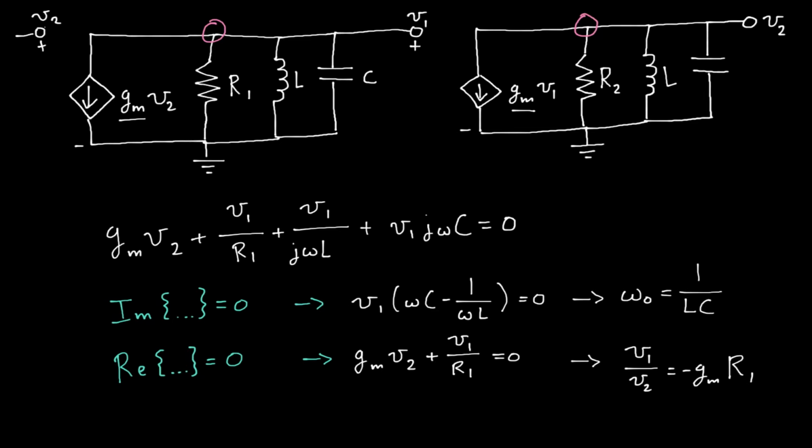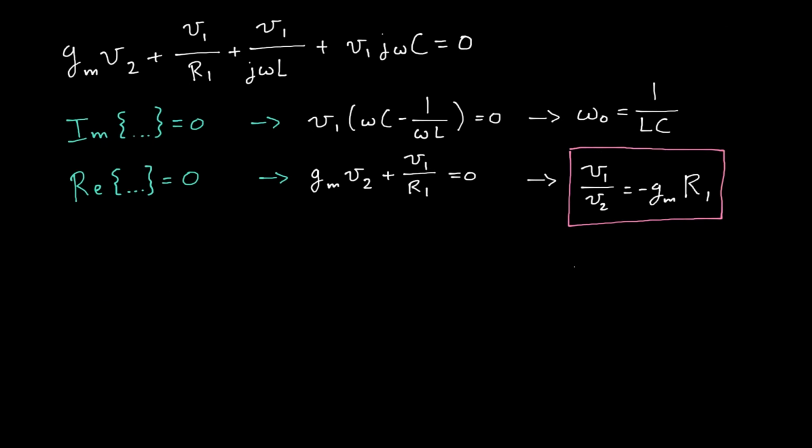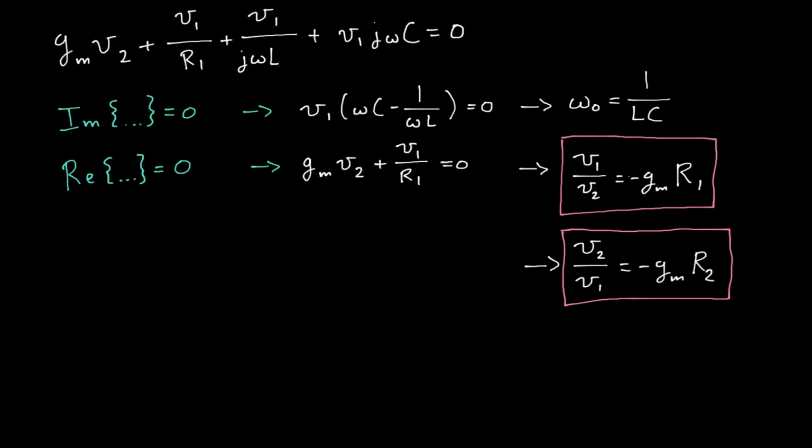So if we think of the voltage V2 as an input voltage and the voltage V1 as an output voltage, then the gain in this stage would be V1/V2 = -gm·R1. We can do the same thing for the second stage, and that will give us a completely analogous result. I'm going to omit the calculations here, but the result is that V2/V1 = -gm·R2. This first equation gives us the gain of the first stage, and the second equation gives us the gain of the second stage from input to output voltage.